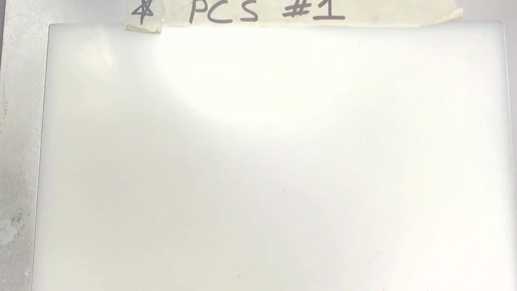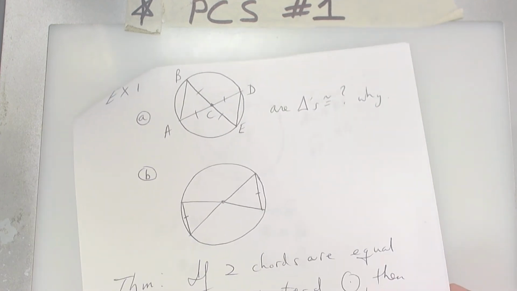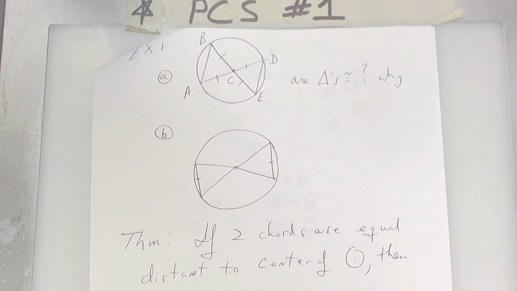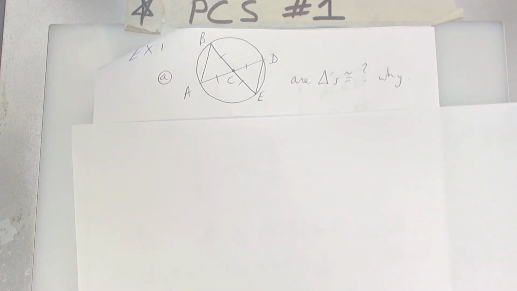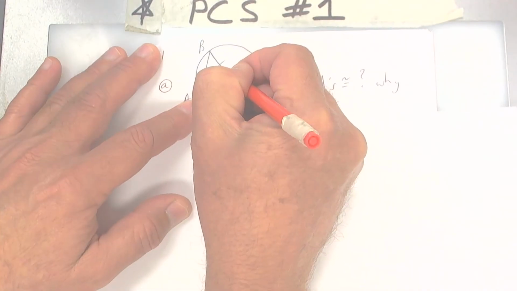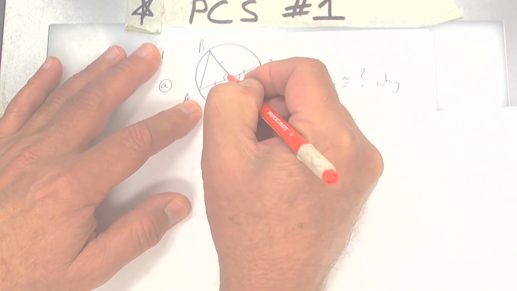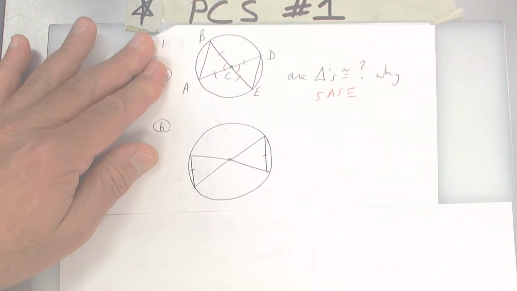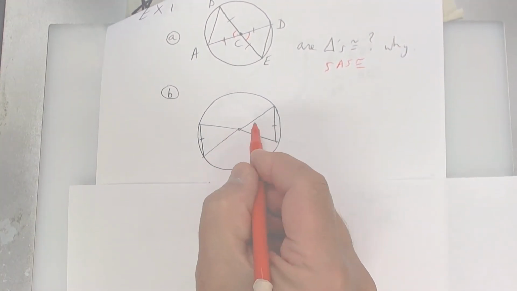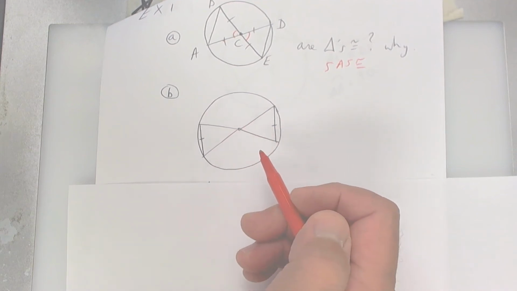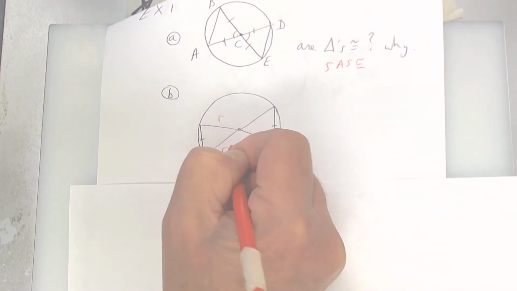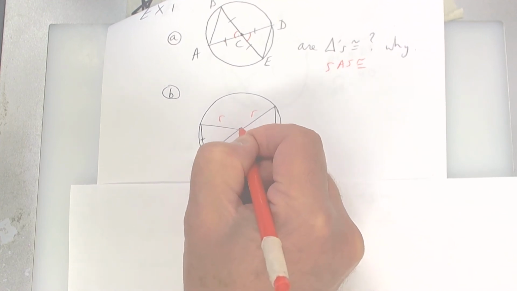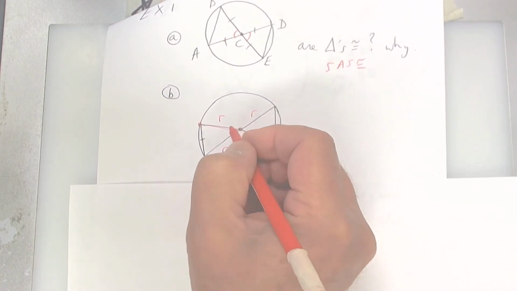All right, let's go on to today's work. Draw these two diagrams here. All right, question is, are those triangles congruent? Well, these are congruent because you have vertical angles here, and it's side, angle, side. So it's side, angle, side congruent. So yes, they are congruent. This one right here, these are not vertical because they're off a little bit. But this is a radius. All of these are radiuses because they go from the center to a point on the circle. So all of these are equal.